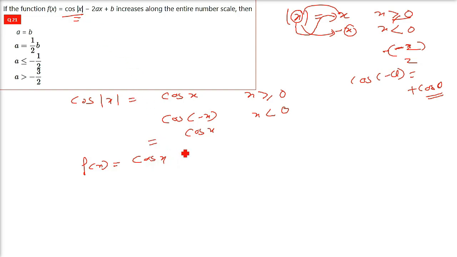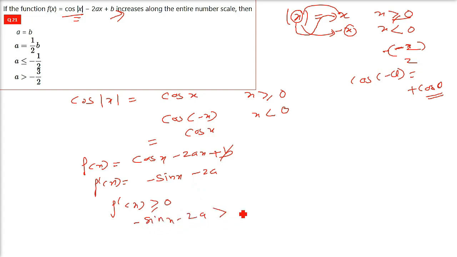So we have cos x minus 2ax plus b. And now we'll differentiate it. F dash x is going to be, cos x gives minus sin x. This minus 2ax will give you minus 2a. This b is going to be 0. So this is minus sin x minus 2a. Now this is increasing. That means f dash x is greater than or equal to 0. We have minus sin x minus 2a is greater than or equal to 0.